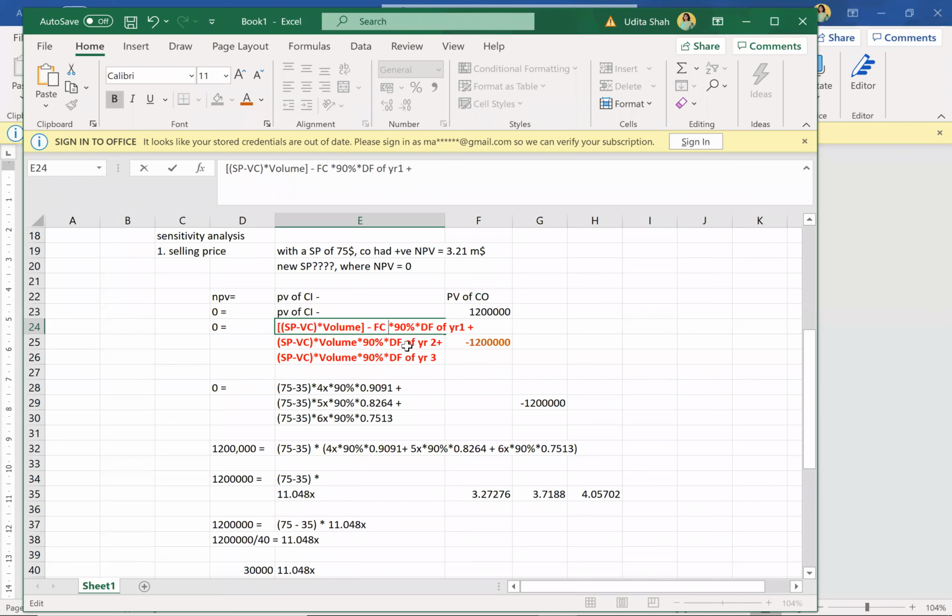Correct? Because fixed cost will come after contribution. Okay, and then you can put one more bracket over here. Into 90% into discounting factor of year 1 plus the same thing then. So instead of putting a bracket over here, you can do it like this.